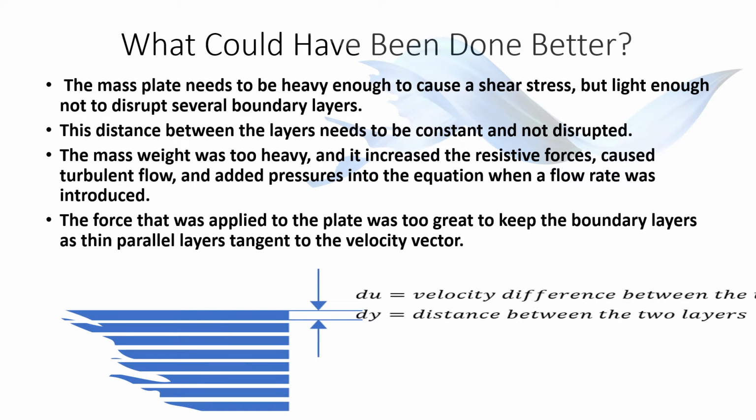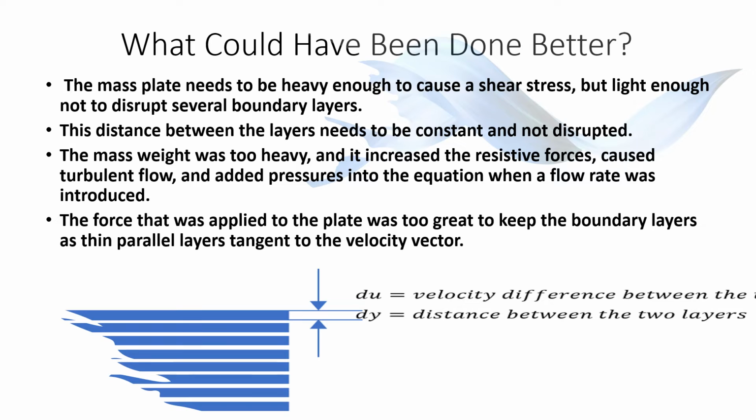I'd like to take a moment to describe what could have been done better. A note for future scientists who wish to reproduce this experiment: it is important to mention some changes that should be applied to the mass flow trials. Number one, the mass plate needs to be heavy enough to cause a shear stress, but light enough not to disrupt several boundary layers. If it's too heavy, it will introduce extra resistive forces, making it difficult to quantify those forces and calculate the viscosity.